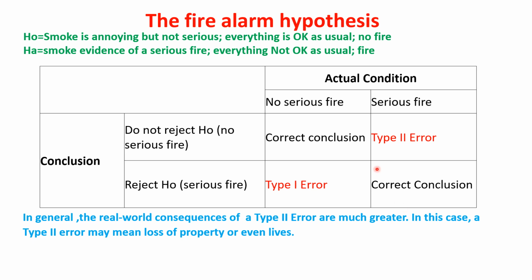Now see, this type 2 error is much greater or much more fatal. Something is there, problematic there, and you are concluding there is no problem. Whereas in type 1 error, you are overcautious, you can say. There is no problem, but still you are saying there is a problem or there is a fire. Okay.